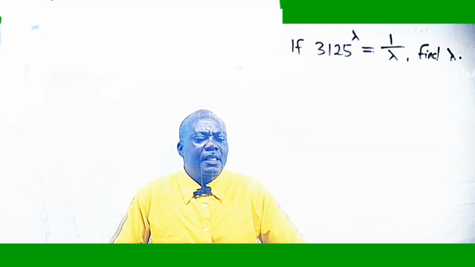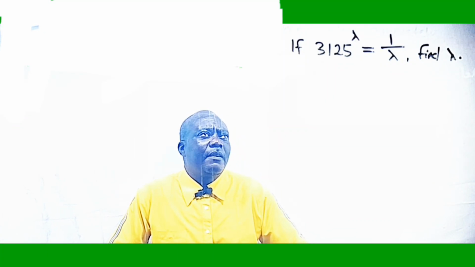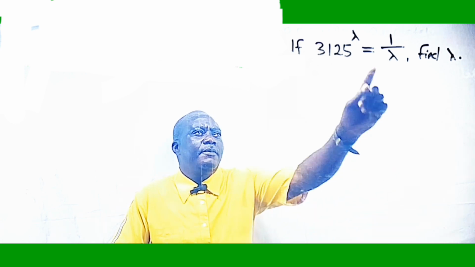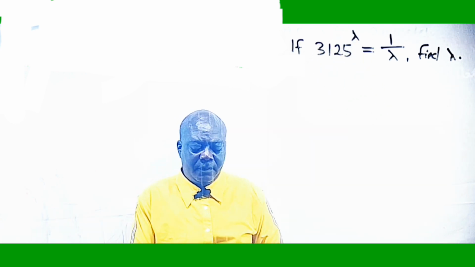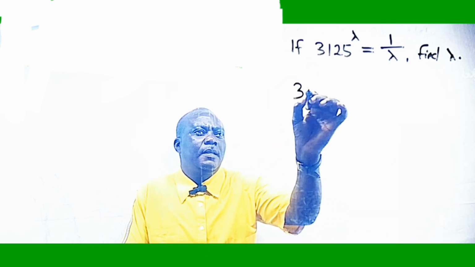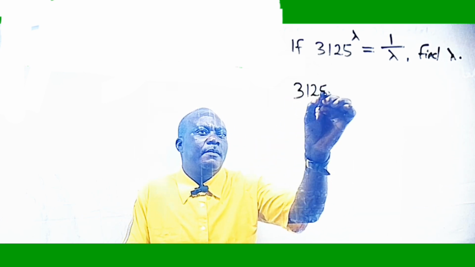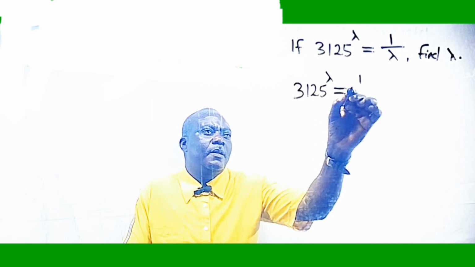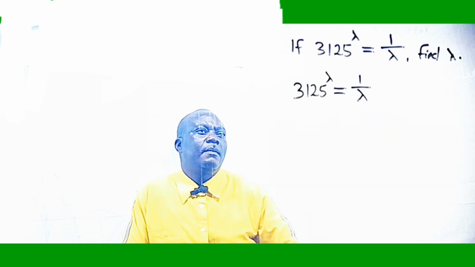If 3125 to the power lambda equals 1 over lambda, find lambda. This is the equation: 3125 to the power lambda equals 1 over lambda.